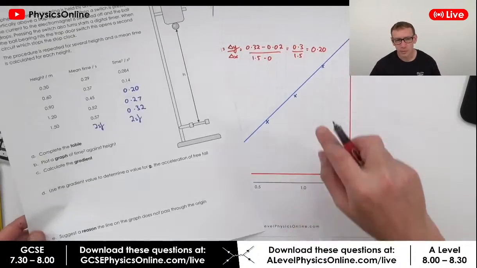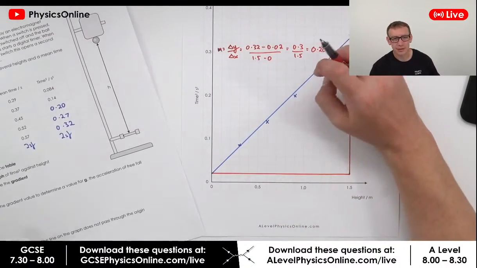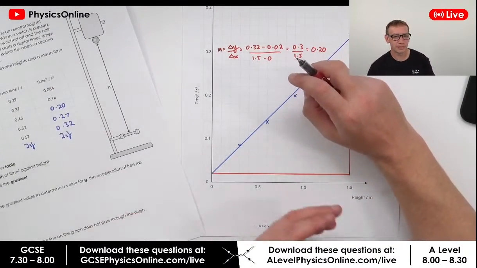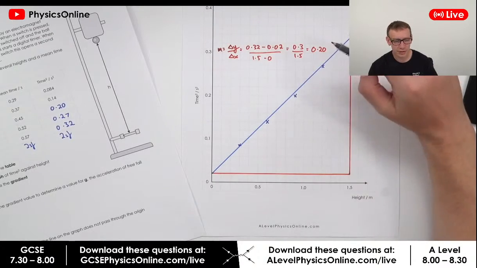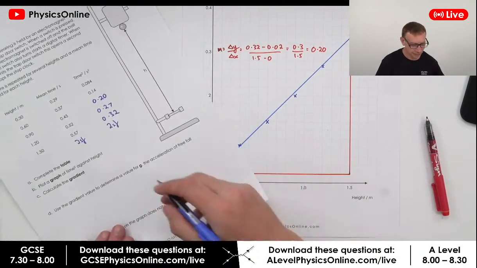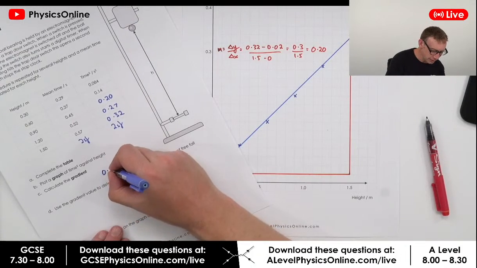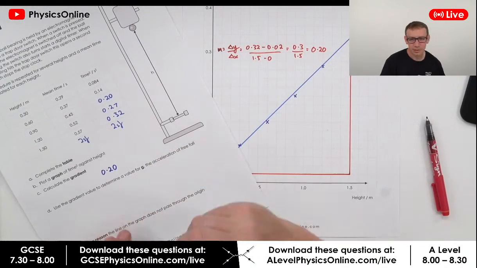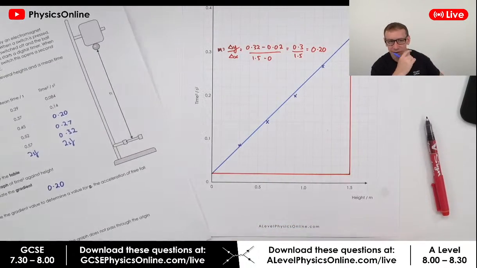Okay, so what would the units be for the gradient? Because again, this isn't maths, it's physics, we must have units. So what are the units for this gradient? We've worked out the magnitude of it as 0.20, but what are the units, looking at the graph that we have?